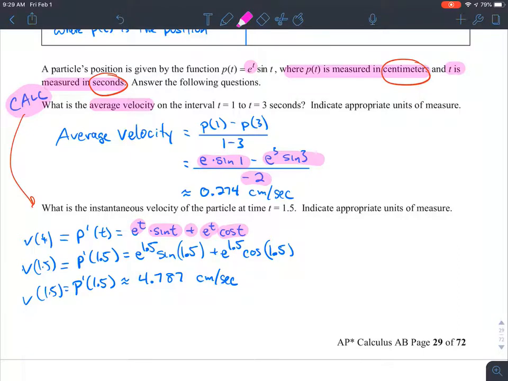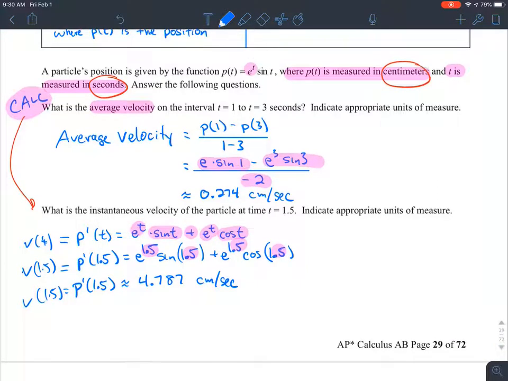Anyhow, once you find the instantaneous rate of change, the velocity, plug 1.5 in, here, here, here, and here, throw it into your handy dandy calculator, and you should get 4.787 centimeters per second, assuming I used the calculator correctly.